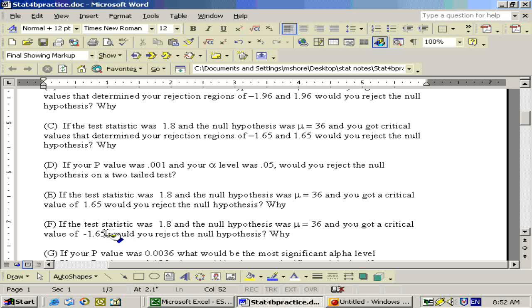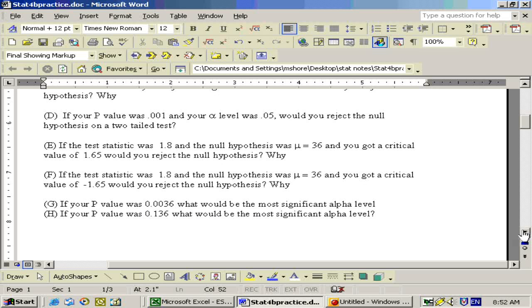Let's take a look at F. If the test statistic is 1.8 and you got critical values of negative 1.65, would you reject the null hypothesis? No, this would be a left-tailed test, so you only have one critical value of negative 1.65, so if the test statistic is negative 1.65 or less, you would reject. But the test statistic is 1.8, so you would not reject the null hypothesis on that one.